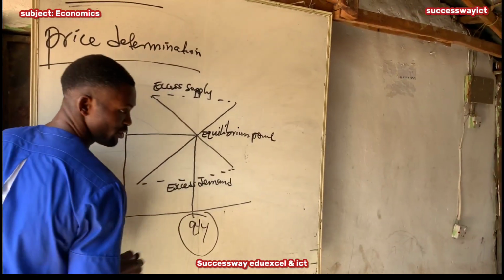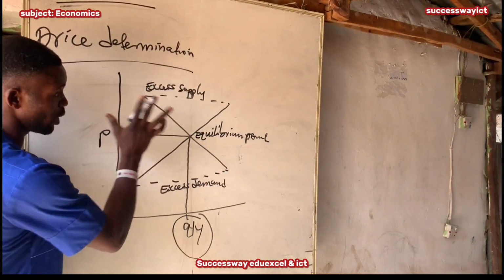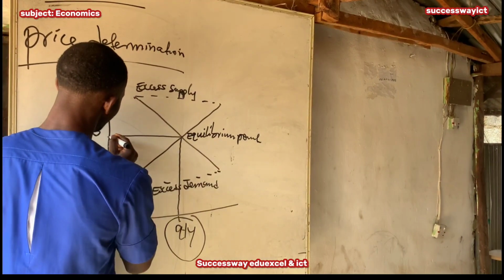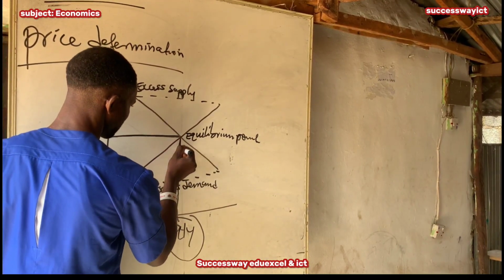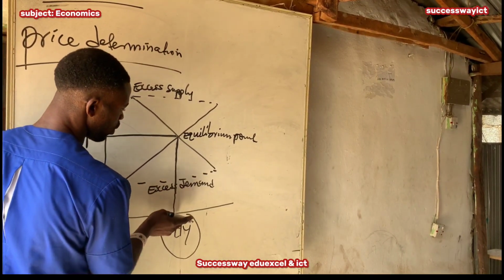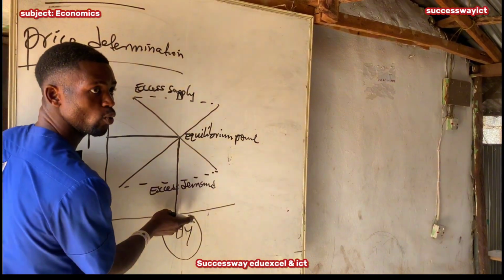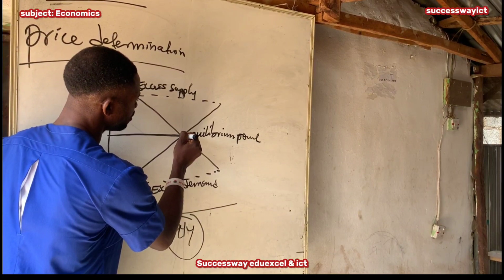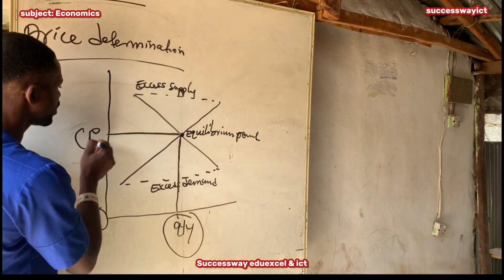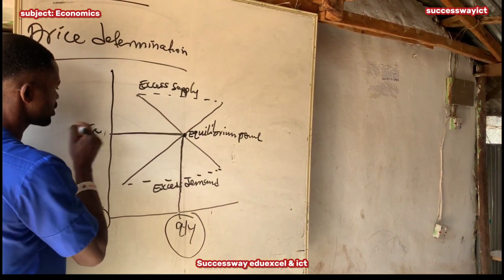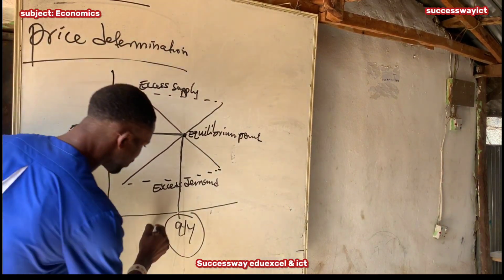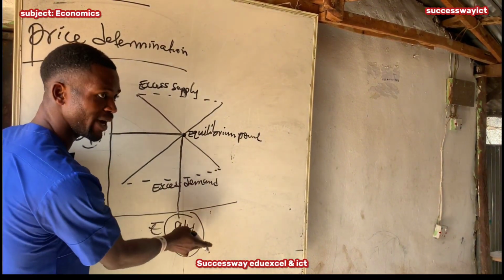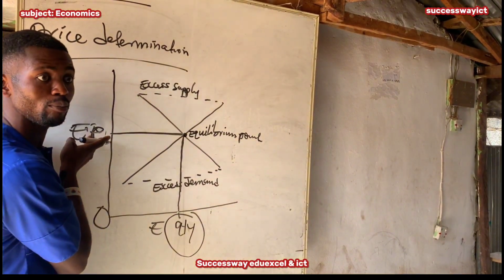Please listen to what I've been saying that you have been writing down in just one diagram. Now, this is the point. This is the equilibrium point where our quantity supplied is equal to the quantity demanded. This point is called the equilibrium point. This is the equilibrium price. This is the equilibrium quantity, where both supply and demand are equal at the same price.